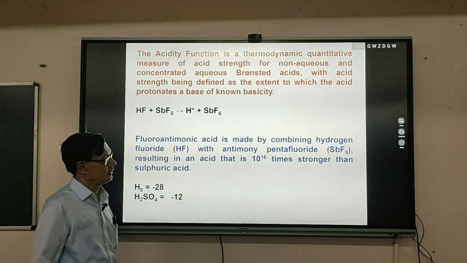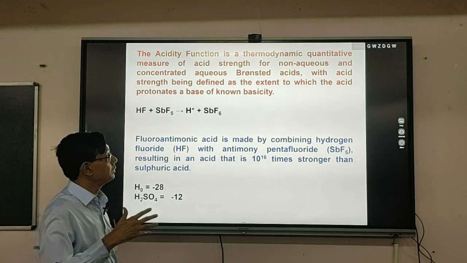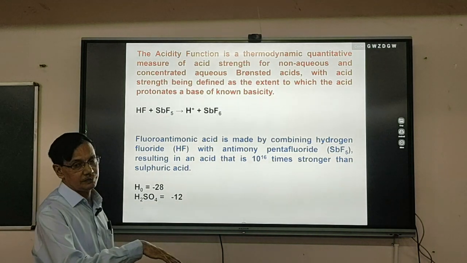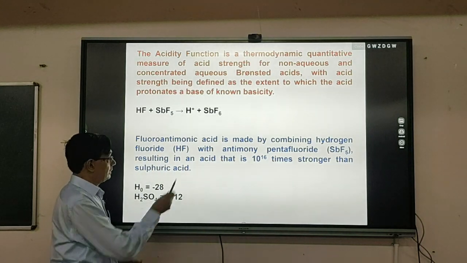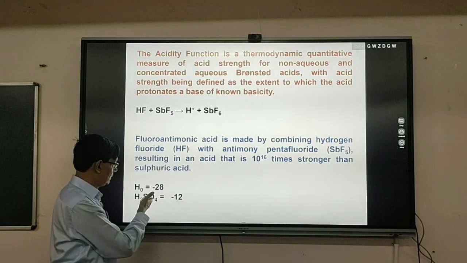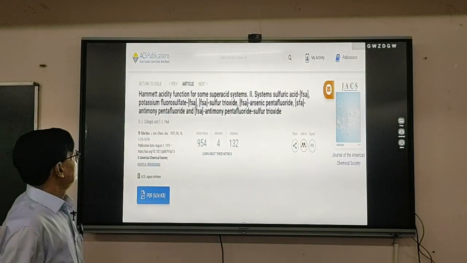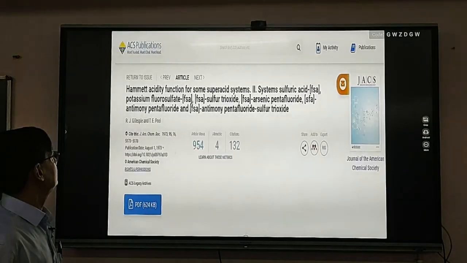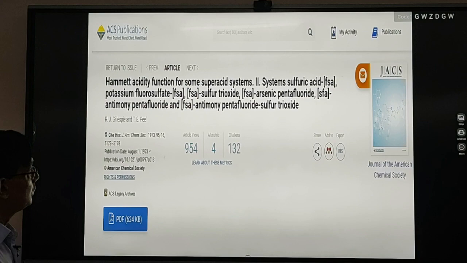It is impossible. For superacids, a great scientist, George Olah, who is a Nobel laureate, determined the concept of acidity function for such types of superacid, like minus 28 or like that. As I told you, sulfuric acid is minus 12 and other things. This is the Hammett acidity function for some superacid systems. Very fast, very strong acid.